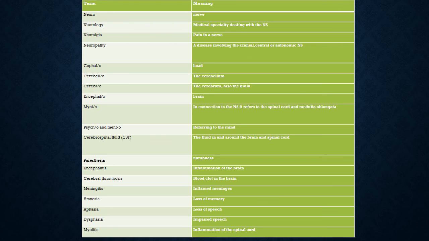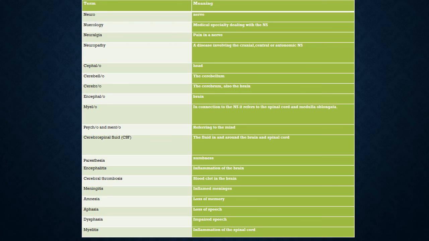Some meaningful terms: neuro, nerve. Neurology, medical specialty dealing with the nervous system. Neuralgia, pain in the nerve. Neuropathy, a disease involving the cranial, central, or autonomic nervous system. Cephalo, head. Cerebello, the cerebellum. Cerebro, the cerebrum, also brain.